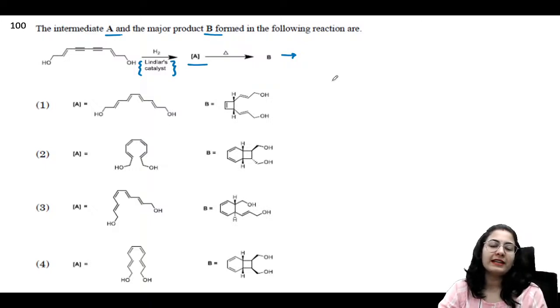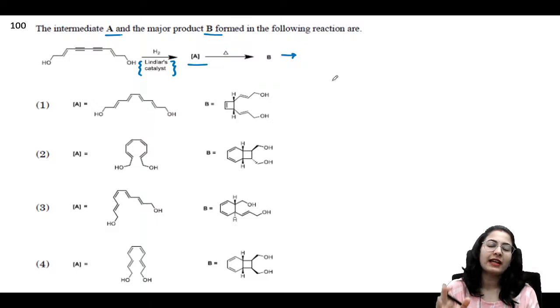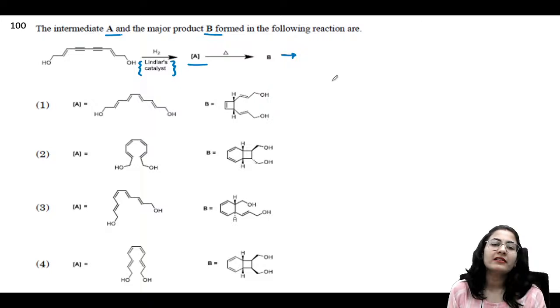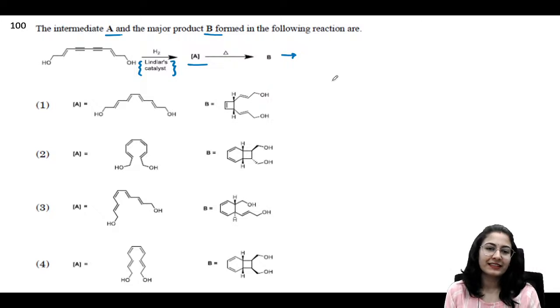So you realize there is a reduction and a cyclization, right? But what kind of reduction, which cyclization, that has given us 4 options to select from, isn't it? तो इस question में कुछ तो बात है. In the exam also a lot of students selected number 1 and got the answer wrong.